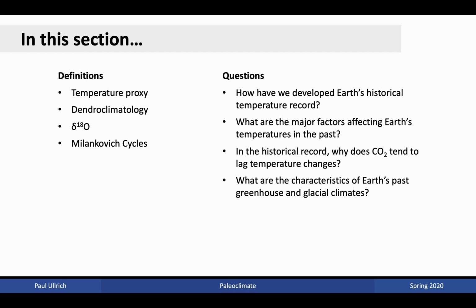We'll be answering these questions. How have we developed Earth's historical temperature record? What are the major factors affecting Earth's temperatures in the past? In the historical record, why does carbon dioxide tend to lag temperature changes? And what are the characteristics of Earth's past greenhouse and glacial climates?